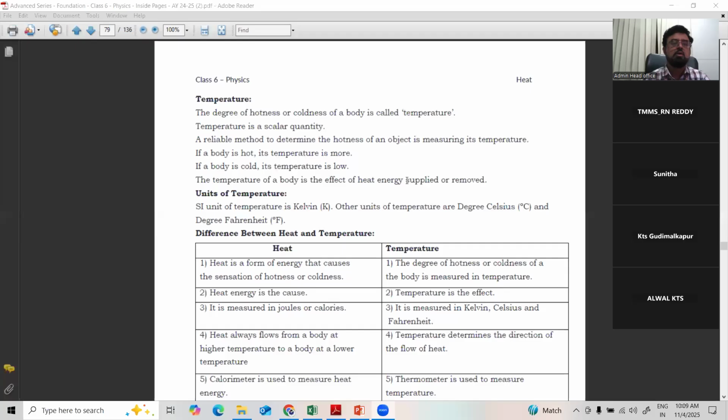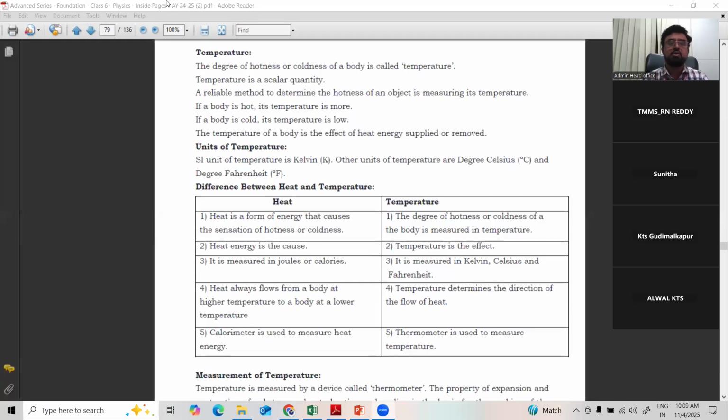Coming back to temperature, it is the degree of hotness and coldness of a body. Whether the body is hot or cold, that is known as the temperature. It is also a scalar quantity like heat. A reliable method to determine hotness or coldness is measuring its temperature. If the body is hot, its temperature is more. If the body is cold, its temperature is low.